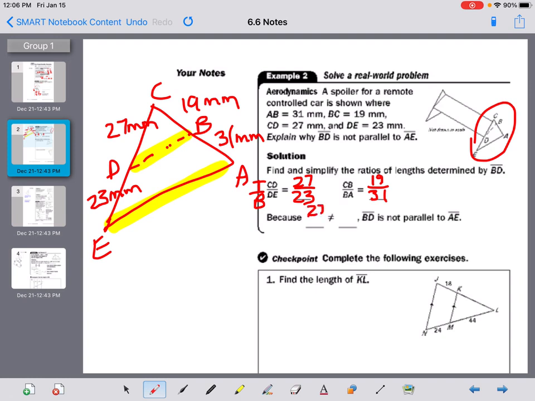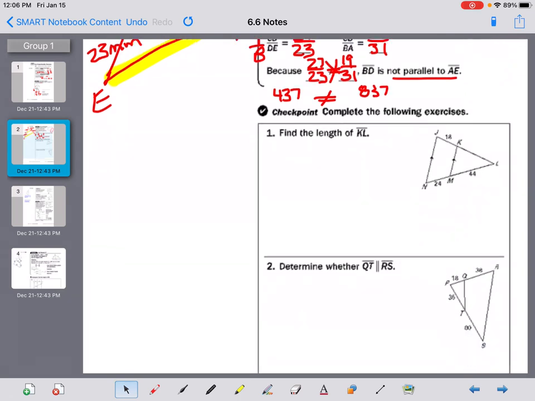The other thing you can always do too if you're not sure, like, oh, did I miss a number? Cross multiply them, right? If I cross multiplied them, 27 times 31, that's 837 on my extremes. 19 times 23 is 437 on my means. So obviously not even close to being the same number, right? So because these are not equal, we know that these are not equal either, and because they're not proportional, they cannot be parallel, okay?